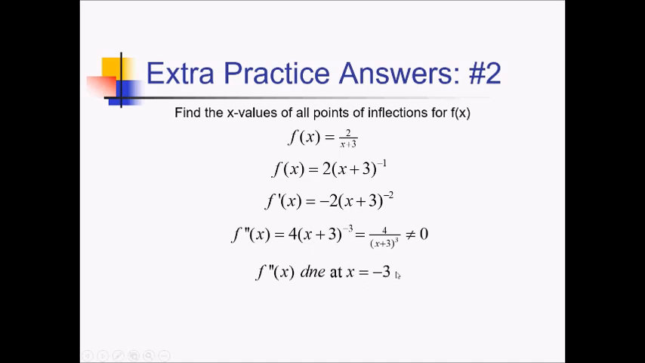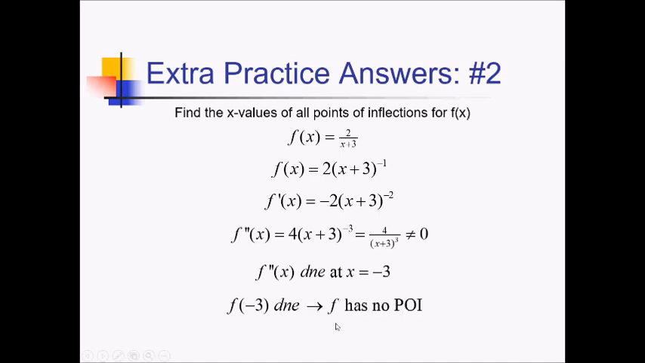There's just one problem though. At x equals negative 3, the function itself is going to be undefined. So that means that this cannot be the location of a point of inflection. And since there's no other candidates, there's no other critical values, that means there is no point of inflection for this function.